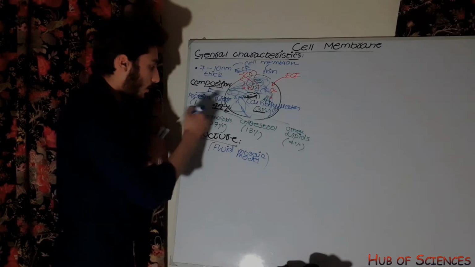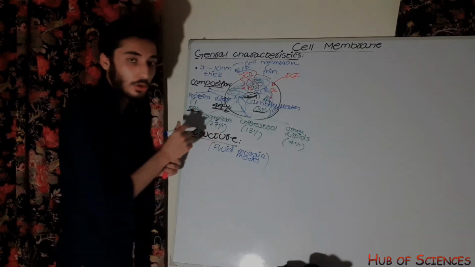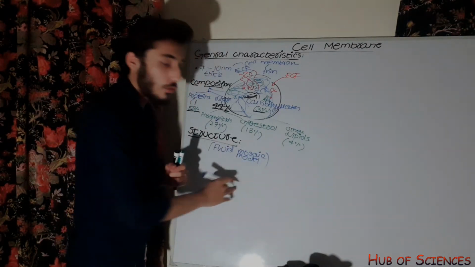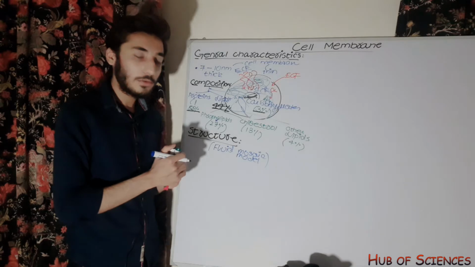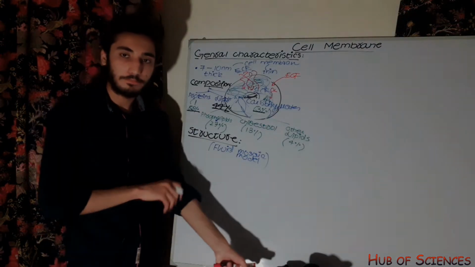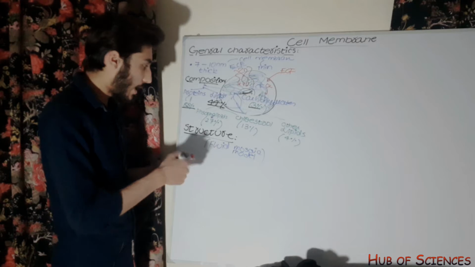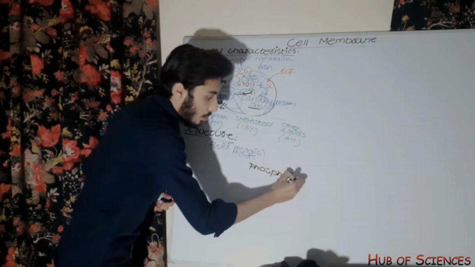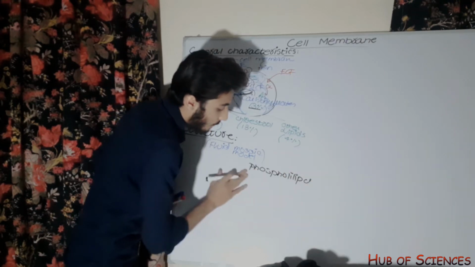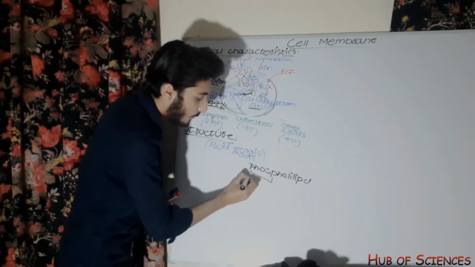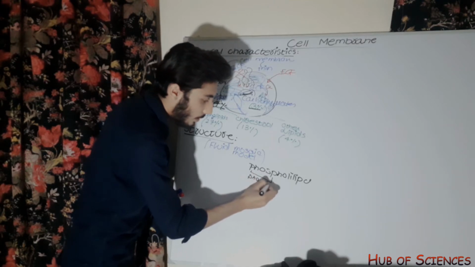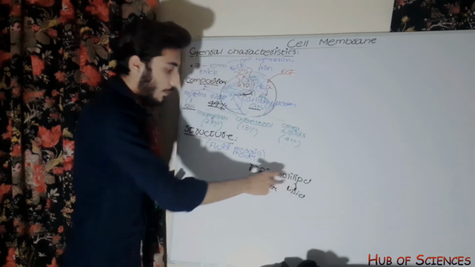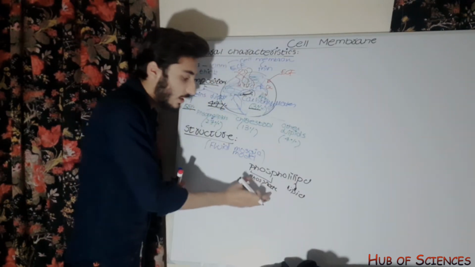Phospholipids, 27% of the total lipids, mainly constitute the plasma membrane. First of all, we have to study the structure of the phospholipid. What is the structure of phospholipid? As the name suggests, this is phospholipid. What can we get from this name? Phosphor means phosphate group, and lipid means lipid. So phospholipids are lipids which contain phosphate.